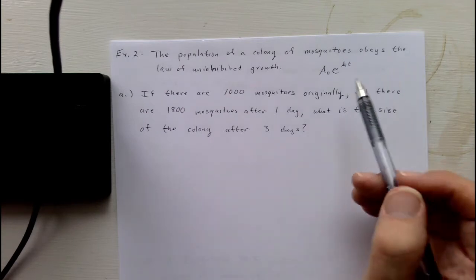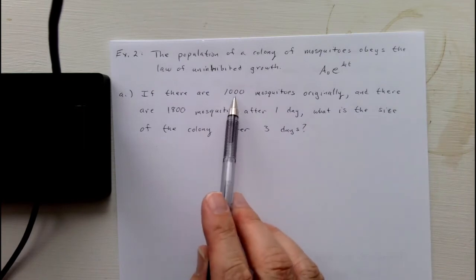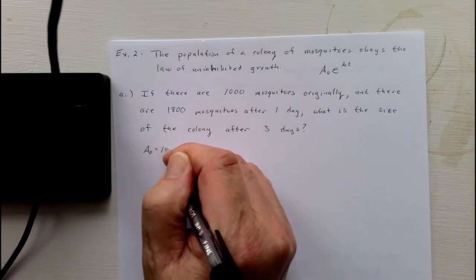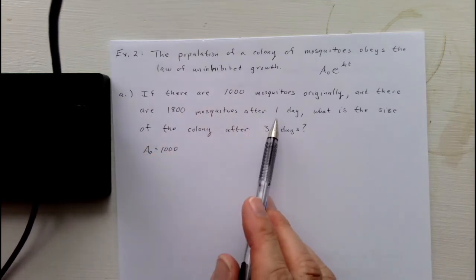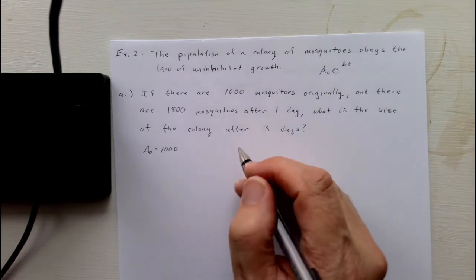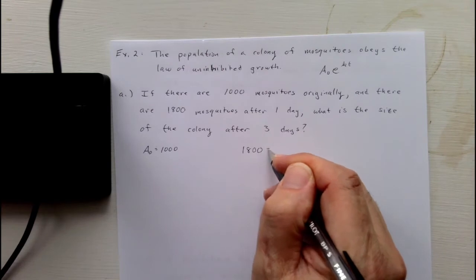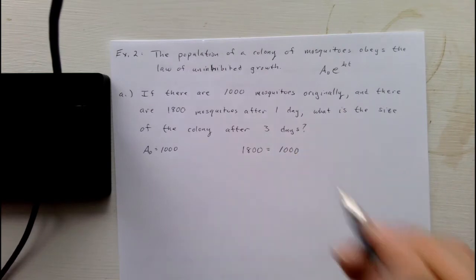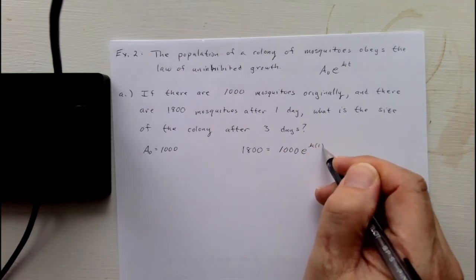Here's what we're going to do. We're going to find these 2 constants first. Okay? And we can do that because we are given 2 data points. It says originally there are 1,000 mosquitoes, so that tells us right away that A0 is 1,000. And after 1 day, that corresponds to t equal 1. So there are going to be 1,800 when t equals 1. So this is 1,000 times e to the k times 1.